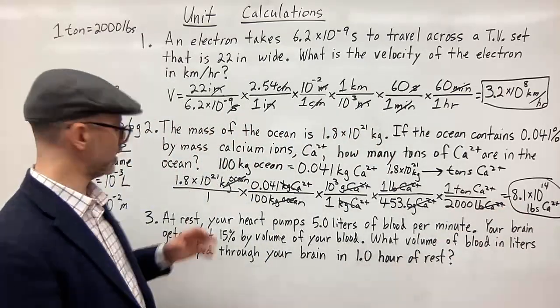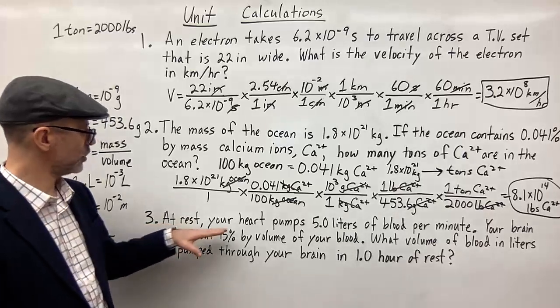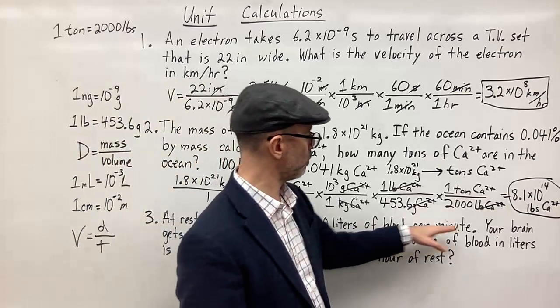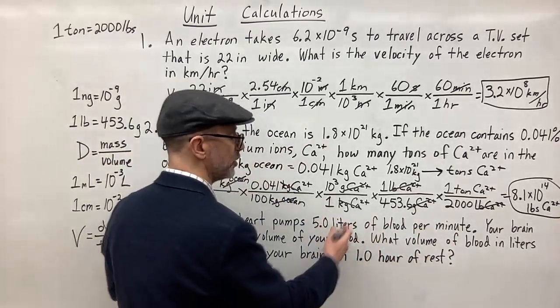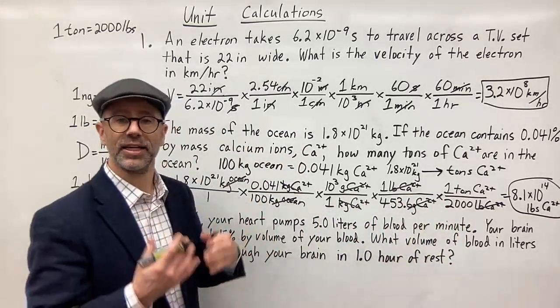Now, last but not least, we have problem 3. So at rest, your heart pumps 5.0 liters of blood per minute. So liters of blood per minute. Something per something is going to be a relationship that is a conversion factor.